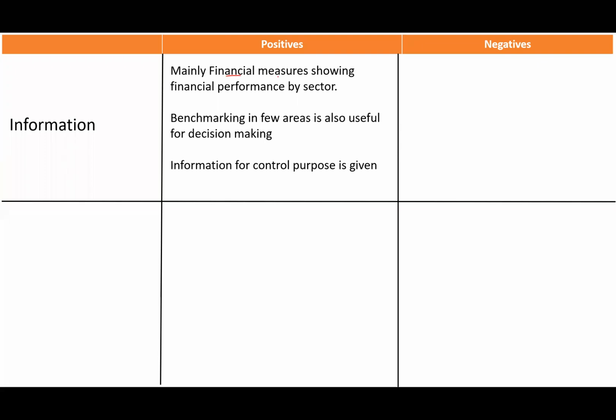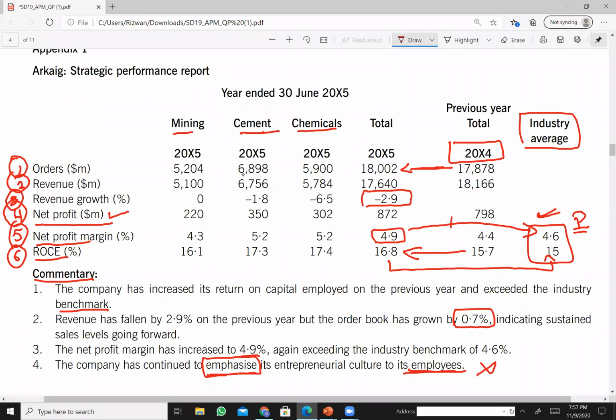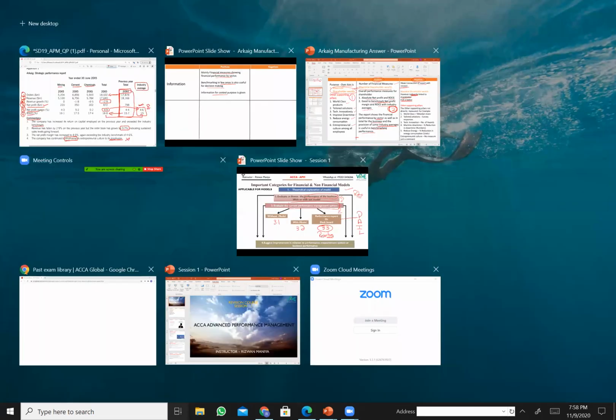Positive is mainly financial, showing financial performance by sector. Okay. Benchmarking could be done in a few areas, which is also useful for decision making. As I mentioned, like net profit margin, we can compare like ROS. Information for control purpose is given. Why am I saying control purpose is given? Because you can compare a bit, not completely, by benchmarking yourself. Even you have the previous year data available here as well. So you can do a bit of controlling here by the comparison. Okay. So the information is mainly financial. It's not non-financial here. Now the negatives.